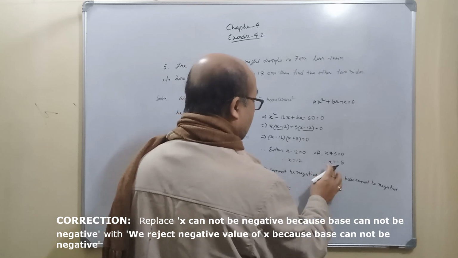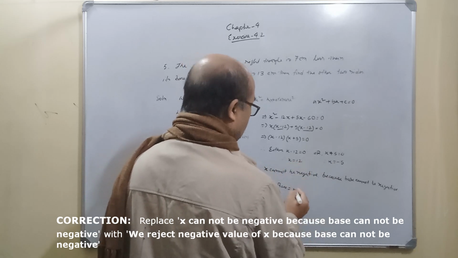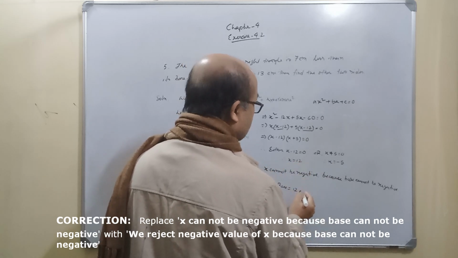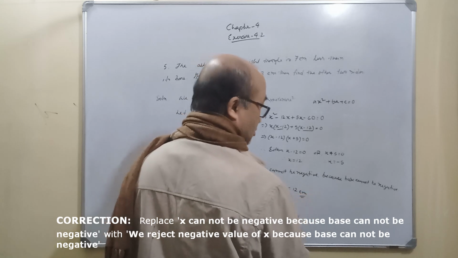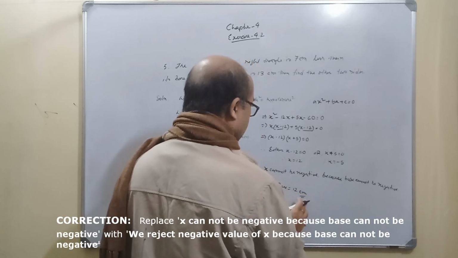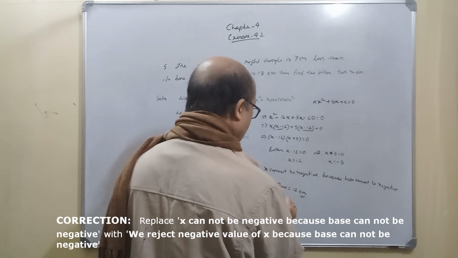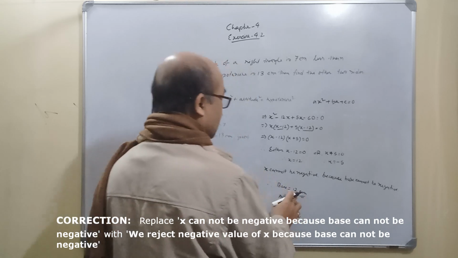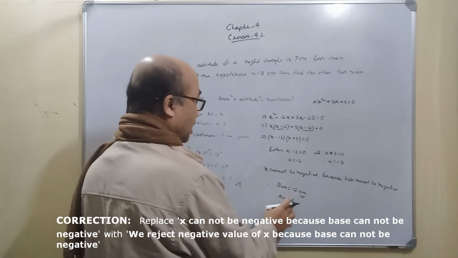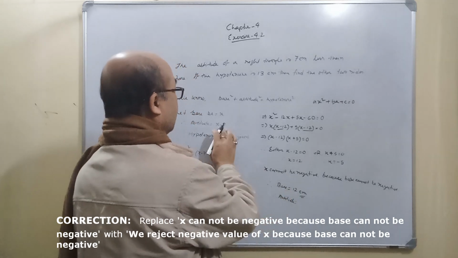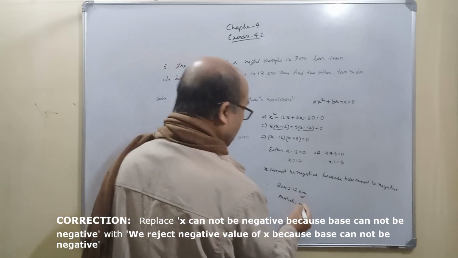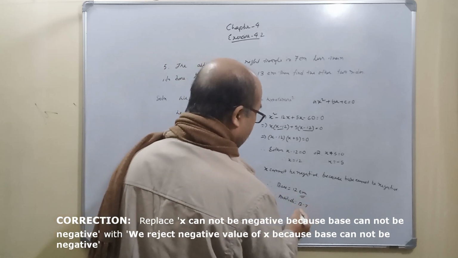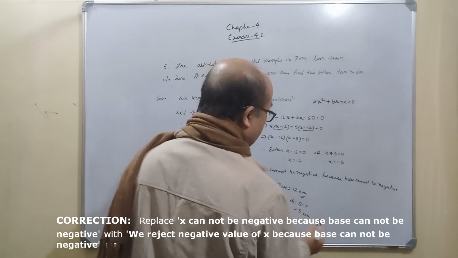Hence, base is equal to, we take the positive value, 12 cm. You have to write the unit also. And if base is 12 cm, hence altitude, base is 12 cm and altitude is 7 cm less than the base. So 12 minus 7 is equal to 5 cm, and that is your answer.